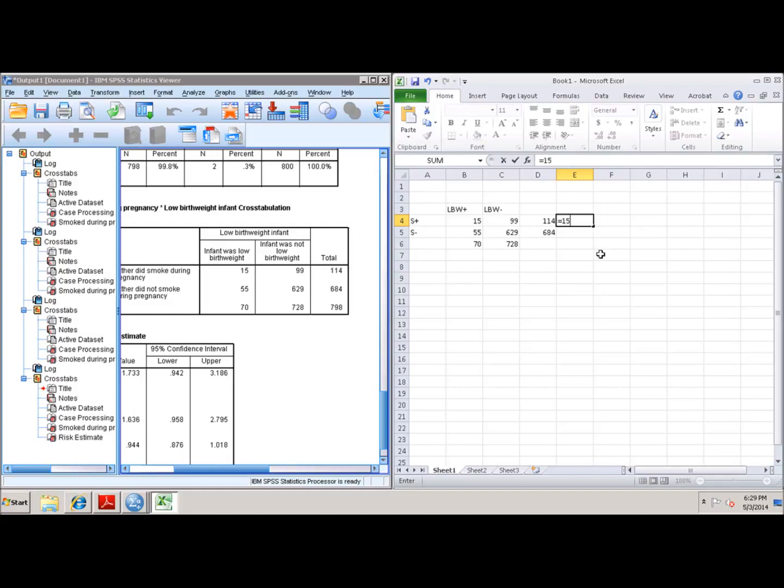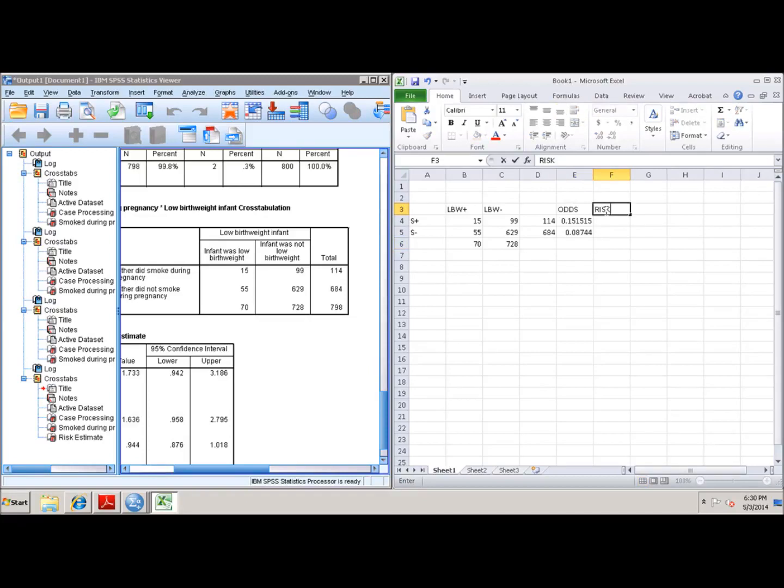See here. So what we do to get an odds is we divide our count for low birth weight equals yes, 15, by our count for not low birth weight, 99. So that's the odds of low birth weight among those who smoked. Now we want to know the odds of low birth weight among those who did not smoke. So we calculate that, 55 divided by 629. So this is odds.